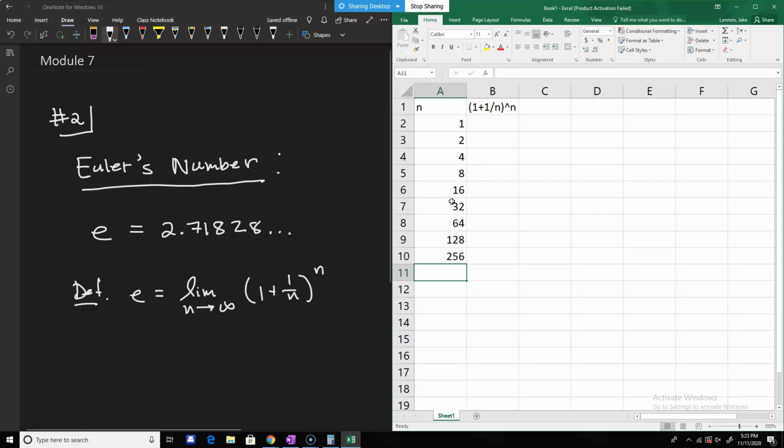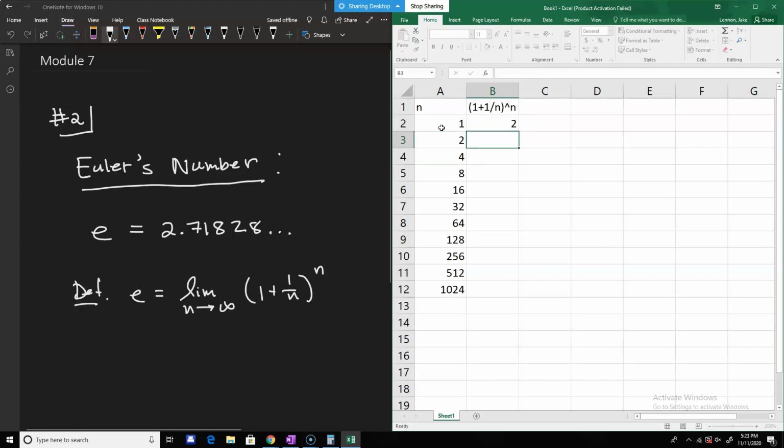I'll just fill in a few by hand here. And I just want to show you, so how do you do the formula? Essentially, we do equals, and you don't have a variable, right? So we want to type in the same formula, but wherever we see an n, instead we're going to click the adjacent cell, A2. So we have 1 plus 1 divided by, and then I'll click A2, and then I'll close the parentheses, then I'll do the caret, and then again I'll click A2.